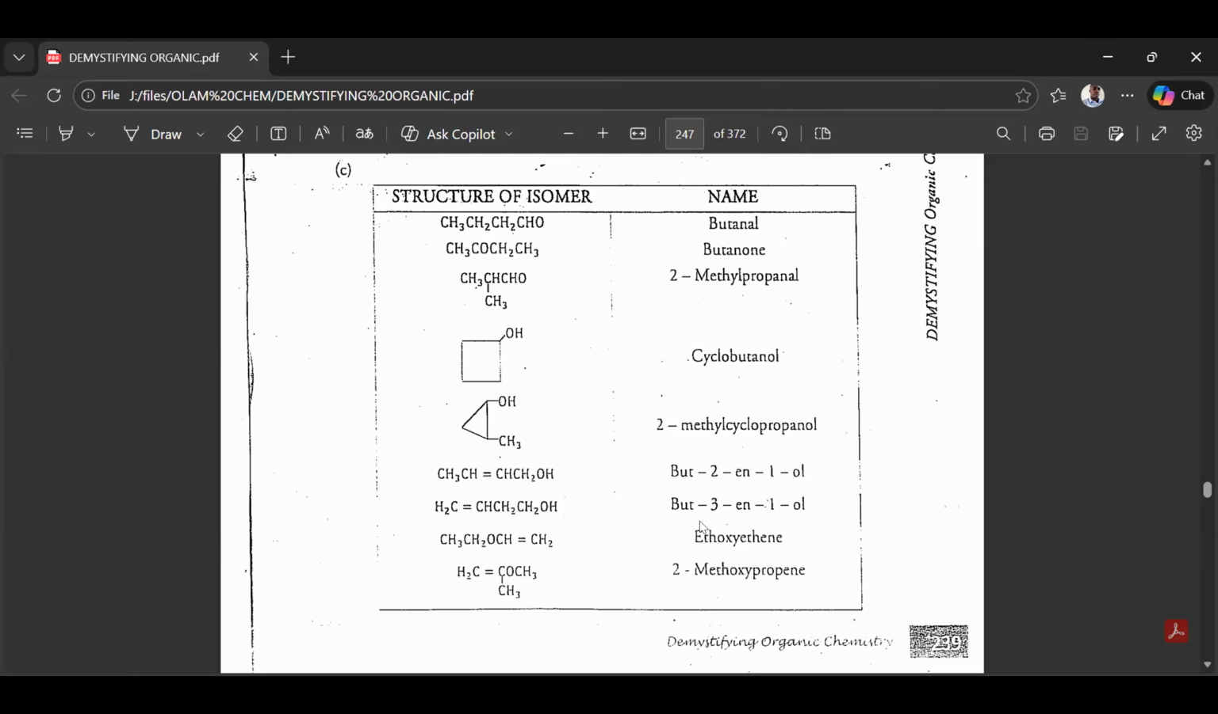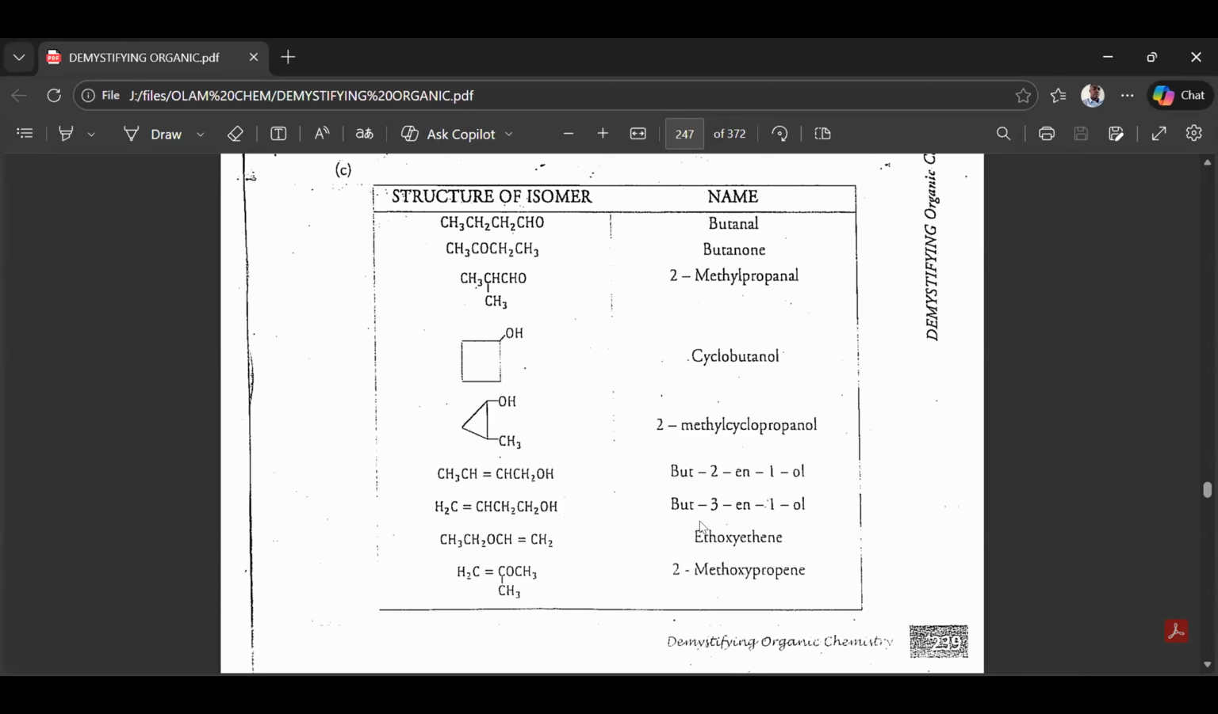Otherwise, carbonyl compounds, I think, are the compounds with the highest number of isomers. So the moment you get a carbonyl compound, you should be in a position to write all the isomers which are possible from there. So isomeric to ethers, isomeric to alcohols, isomeric to enols.